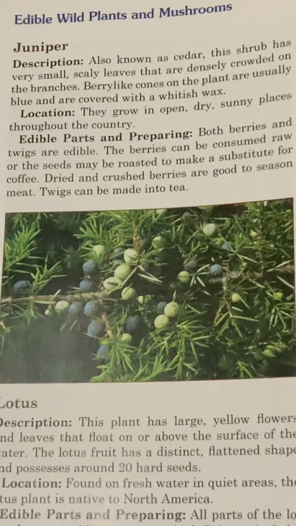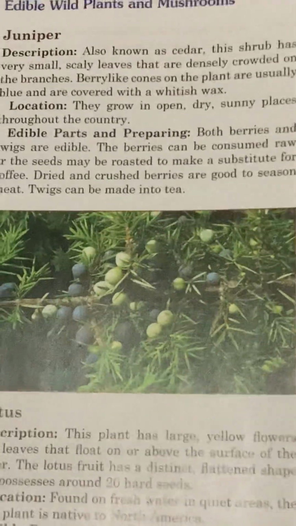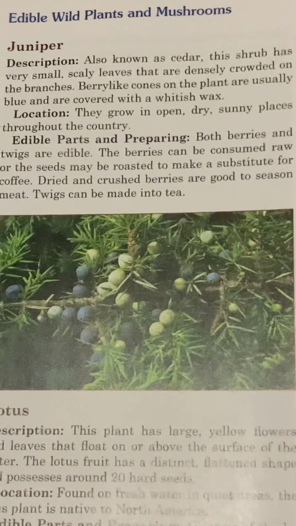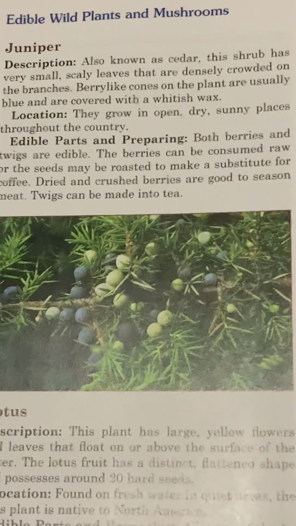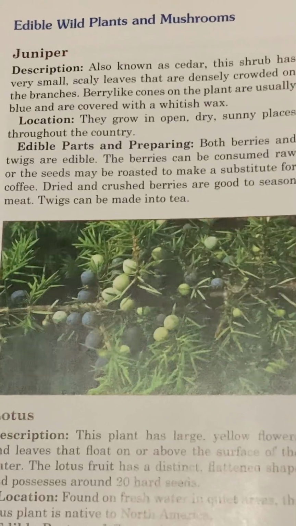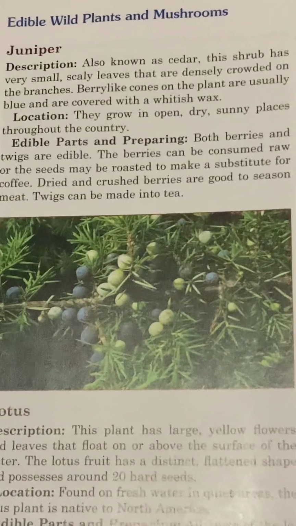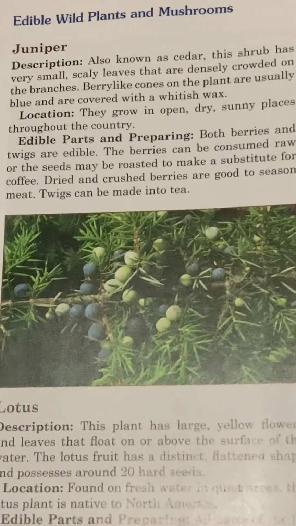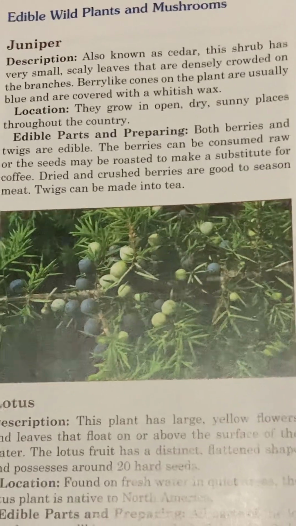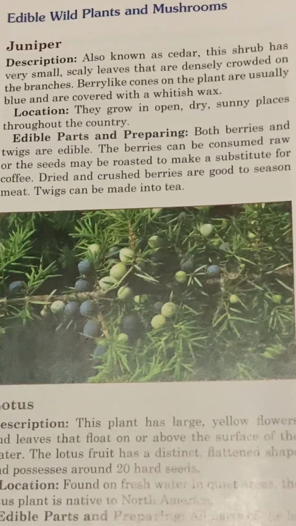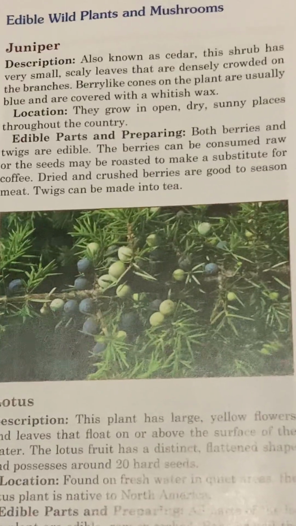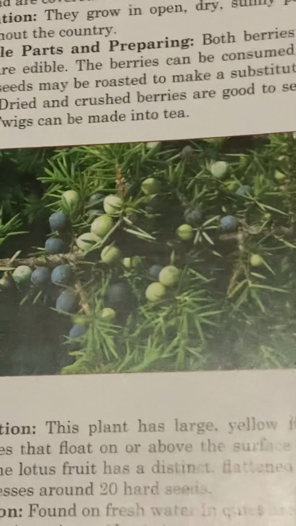Location. They grow in open, dry, sunny places throughout the country. Edible parts and preparing. Both berries and twigs are edible. The berries can be consumed raw, or the seeds may be roasted to make a substitute for coffee. Dried and crushed berries are good to season meat. The twigs can be made into a tea. And that's a picture of juniper.